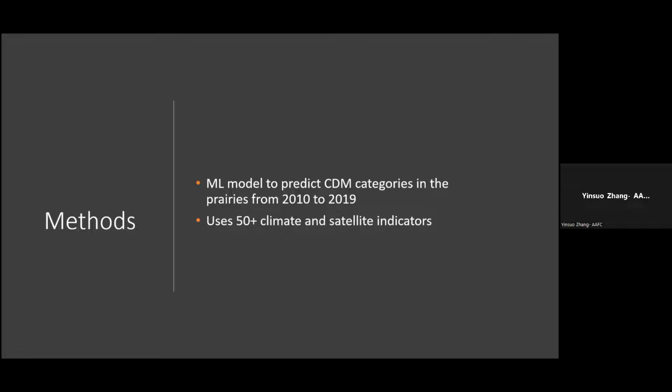Okay. So we developed a machine learning model from 2010 to 2019 to monitor drought, and we do this using 50 or so climate and satellite indicators. These are related to precipitation, temperature, soil moisture, vegetation, and so on.